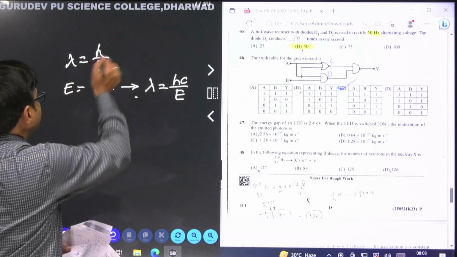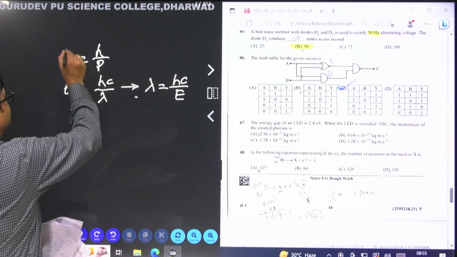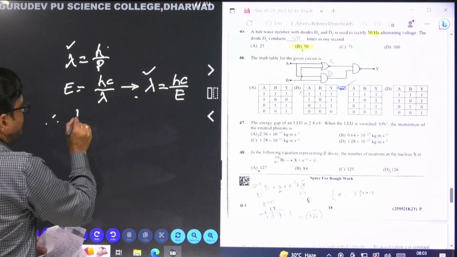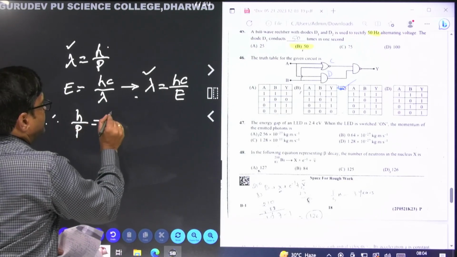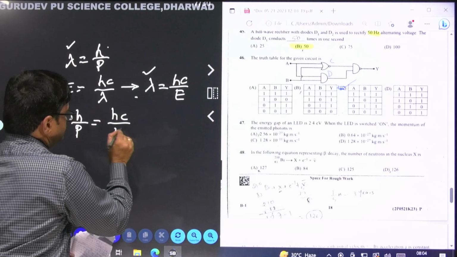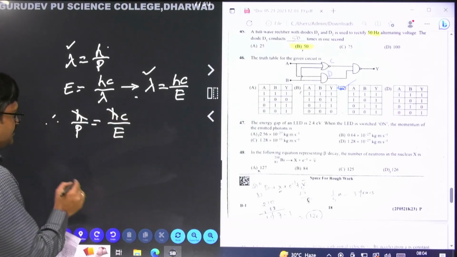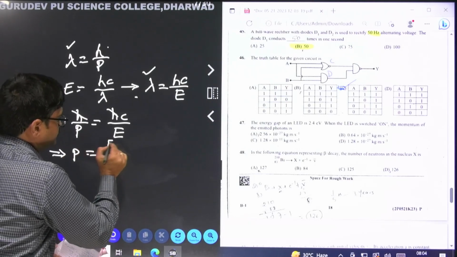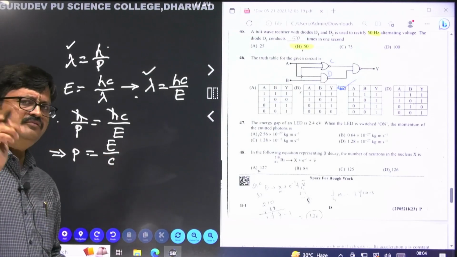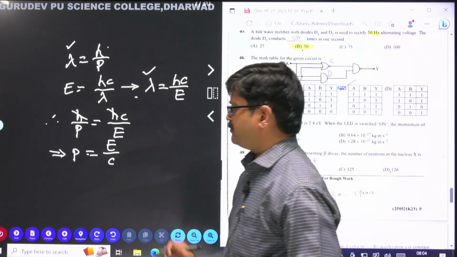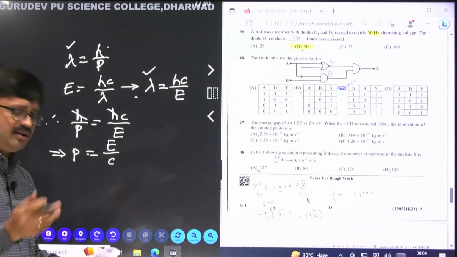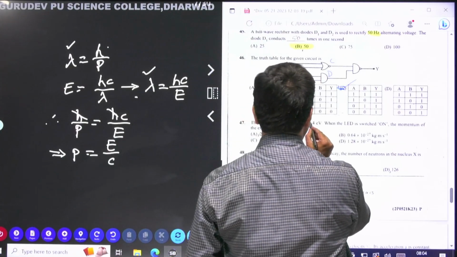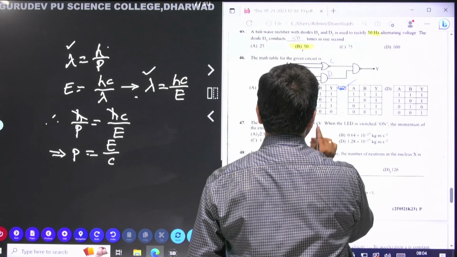So if I use this here, the left hand sides are equal, so the two right hand sides must be equal. Therefore h by p is equal to hc by E. If you cancel h on either side, I'll get p is equal to E by c. We have already done this formula in the concept theory part, but I just wanted you to recall it. Now if we put the values of E and c, E is given as 2.4 electron volt, my dear friends.